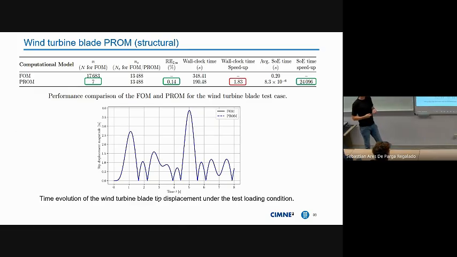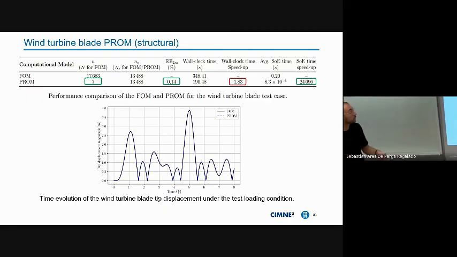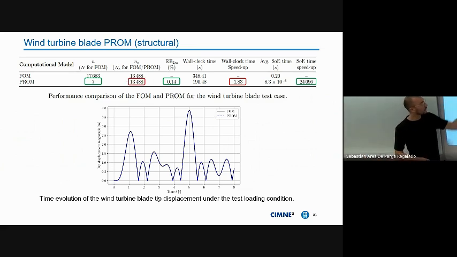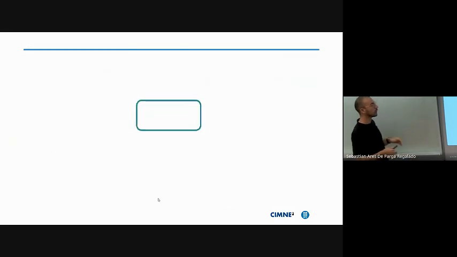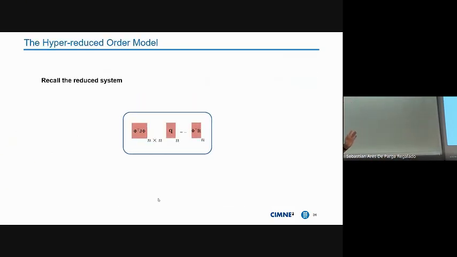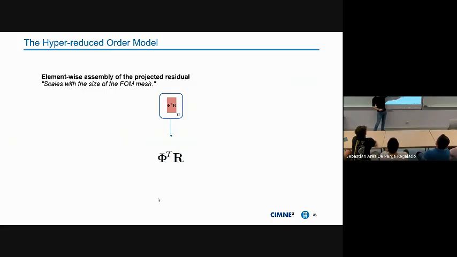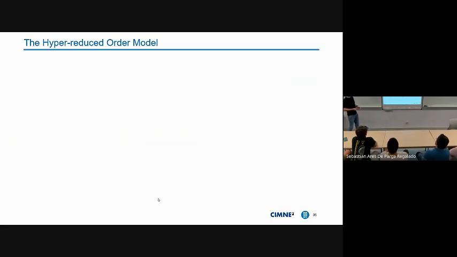However, if we take a look into the wall clock time, which is from the start of the simulation to the end of the simulation, we are only winning a 2 times speed up with respect to the full order model. And this is because we are looping through all of the elements. And for that, let me go back to the reduced system, and let's just pay attention to the right-hand side. The way that we build this projected version of the residual is by looping through all of the elements. And I prepared a small video for this.